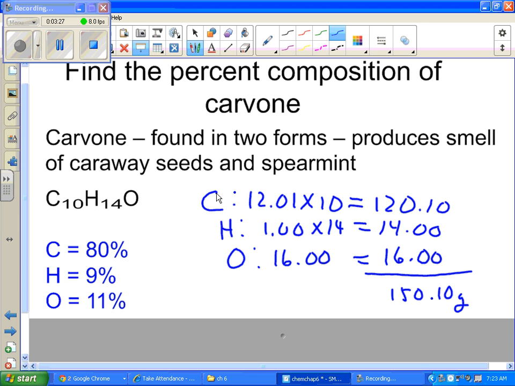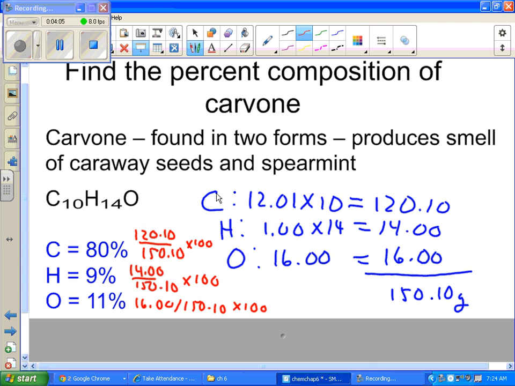Okay, now, how did I get these percentages? Okay, so the percent for carbon, and this is something you could eliminate on your homework, as long as I see where you're getting your numbers from and the correct percentages, you could technically just do this on your calculator. So to get the 80%, it's the 120 out of 150.1 and times it by 100. Hydrogen, 14 over the 150 times it by 100. And then oxygen, 16 over the 150 and times it by 100. And that is how you find percent composition.